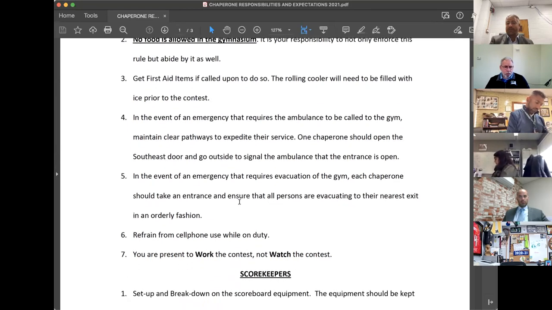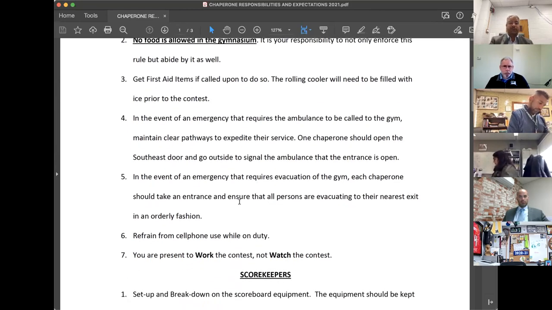If we have an emergency that requires evacuation, each chaperone takes an entrance and makes sure those folks are going to the nearest exit in an orderly fashion.